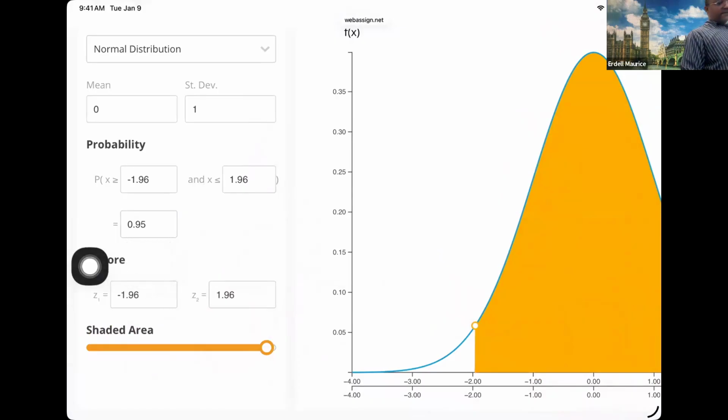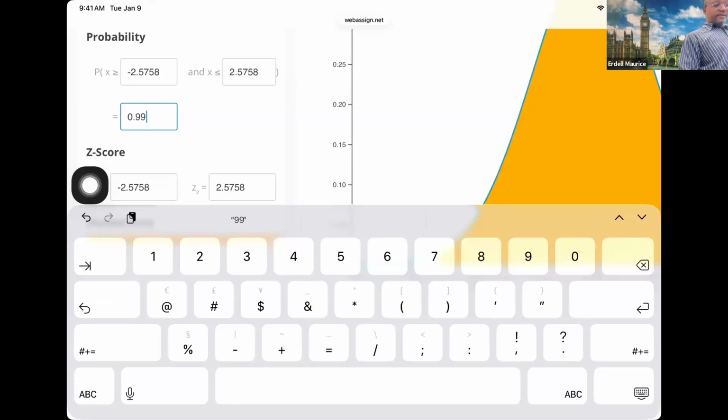If I would make this higher, for example, let's make it a 99% confidence interval. Notice that the Z score got larger. Yes, it's going to be 99.9% confidence right here. Again, notice that the Z score gets higher. The more confident you want to be, the higher your Z star, the Z critical is going to be. Questions there?